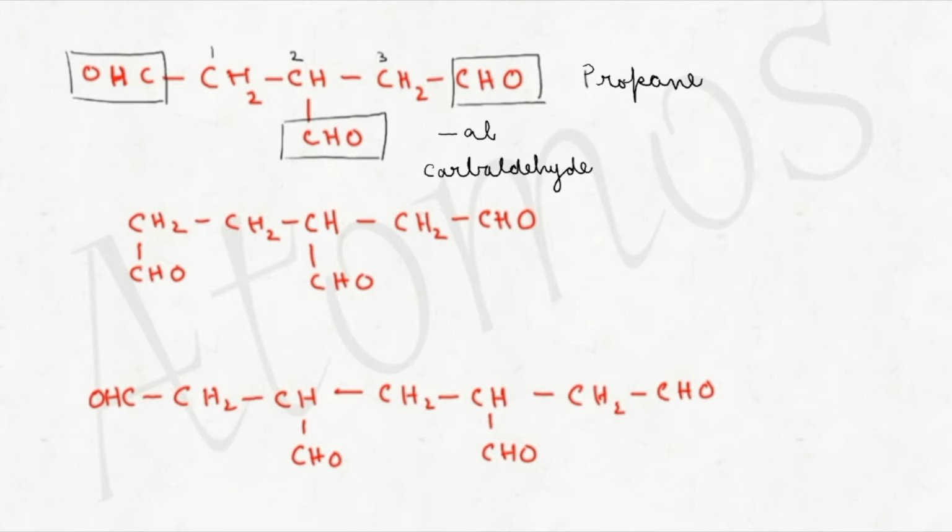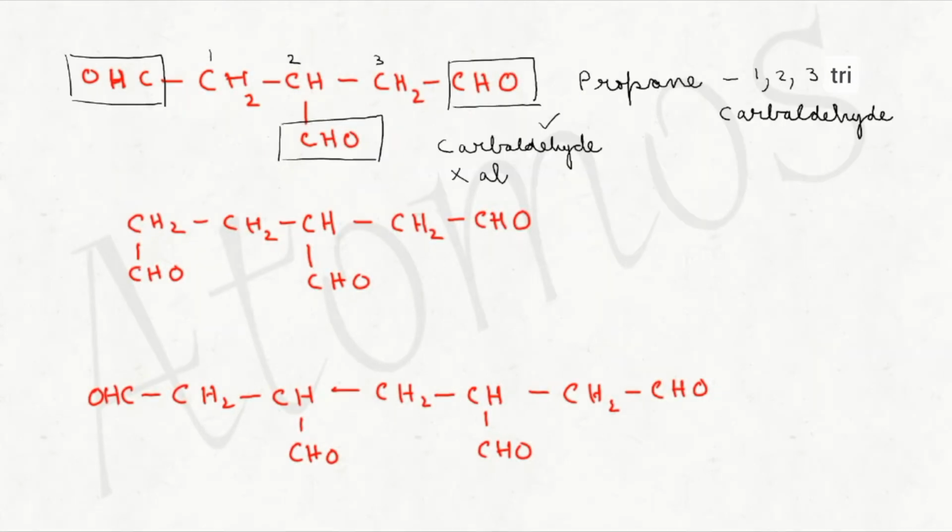So, what's the name of the compound? Propane 1, 2, 3 tricarbaldehyde. That's the name of the compound. So, we are telling that to first, second and third carbon atom aldehyde groups are attached. Got it? See in this case, if you are drawing a line like this, groups which are present on the left hand side also, right hand side also, both are identical. So, you can number from left to right also, right to left also. You can remember it.